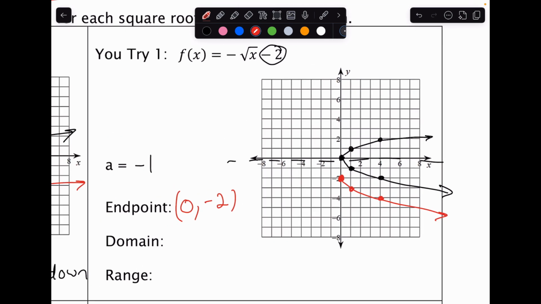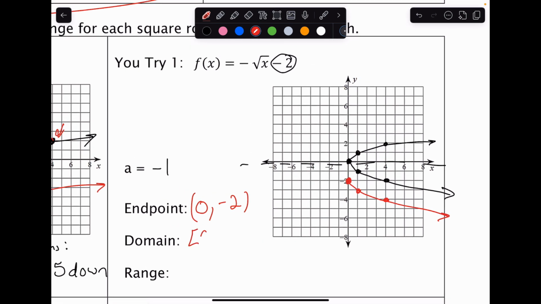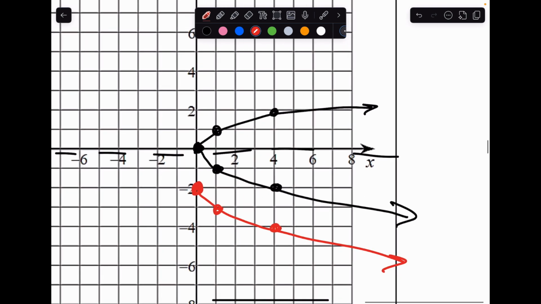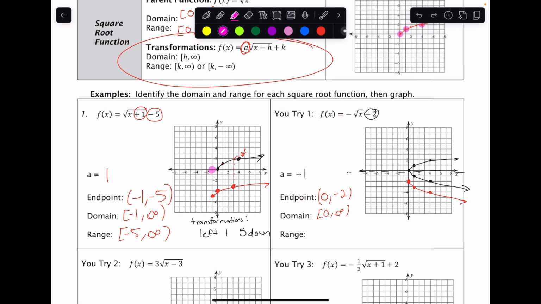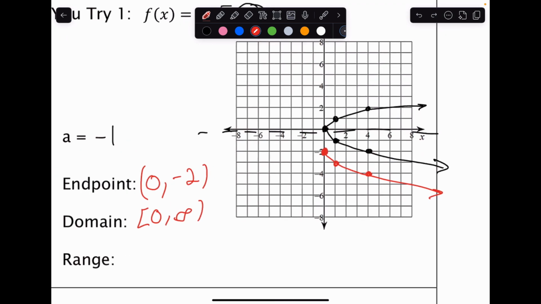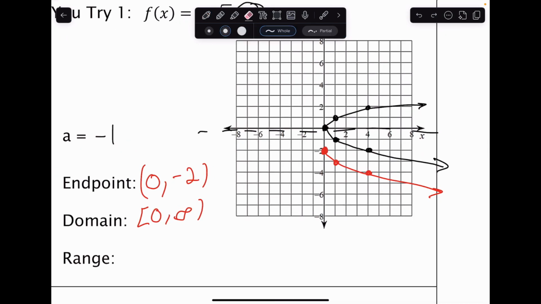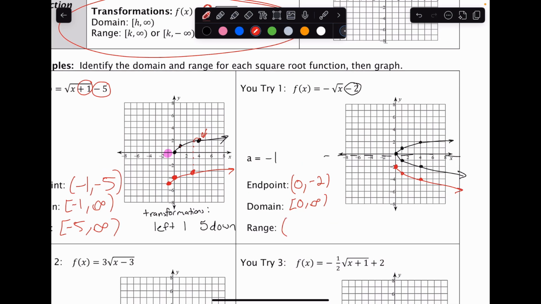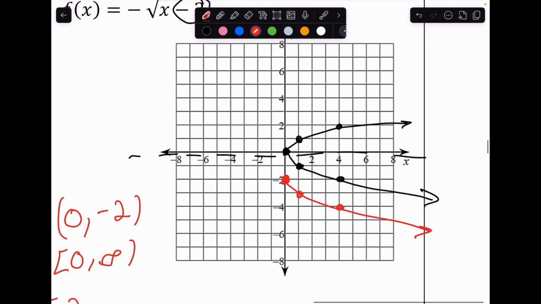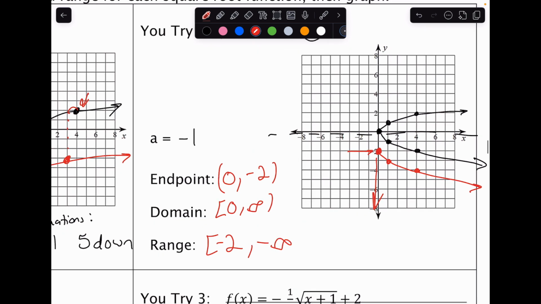Now we can go ahead and take a look at our domain. If we look, our domain is going to be from 0 to infinity. Looking at the graph, the graph is the red one. The x values that we're getting start here at 0, they go to positive infinity. And then for our range, this graph is going down to negative infinity, because it was reflected. So our range is going to be from our k value, which is -2. We can see the y value outputs that we're getting. They start here, and we're going to get y value outputs until -infinity.